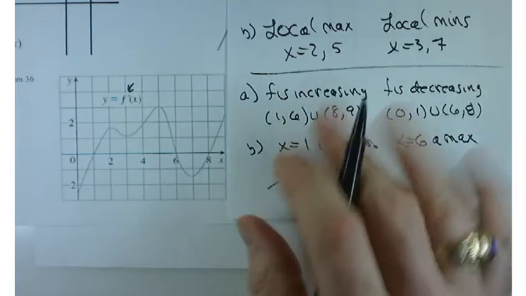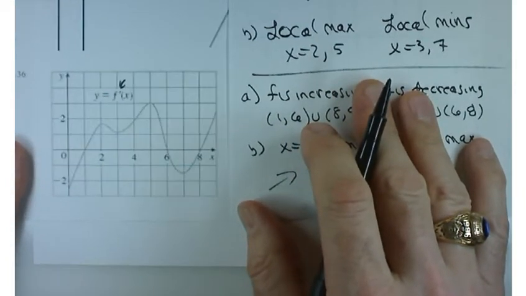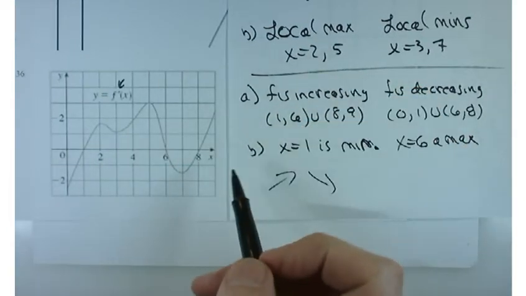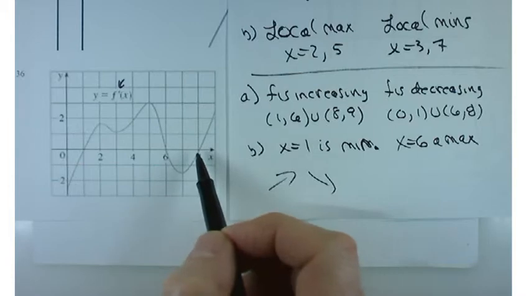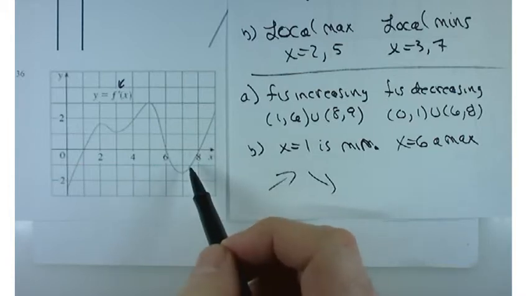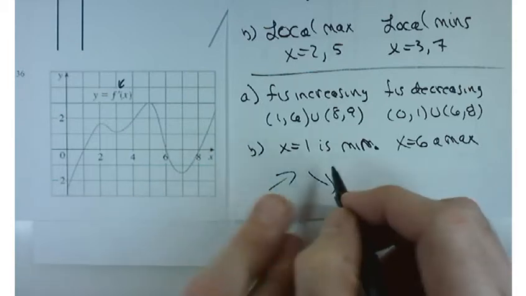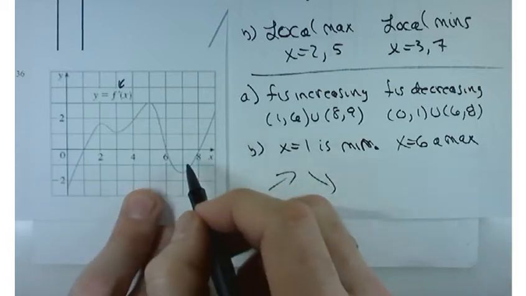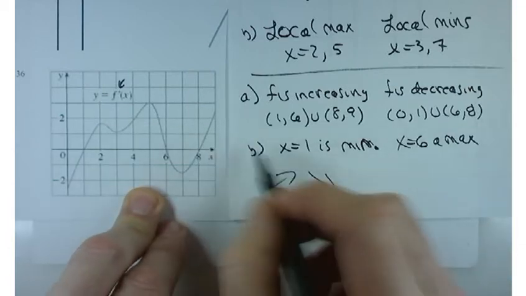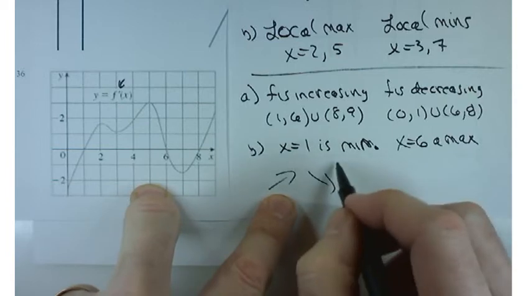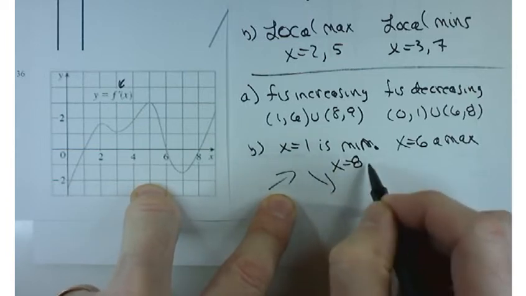And there's one more point that we have to deal with, one more critical point. That's at x equals 8. Again, the derivative is negative here, positive here. So what's going on with this point? Yeah, this is going to be a local min because it's negative, then positive, it's decreasing, then increasing. So x equals 8 is also a min.